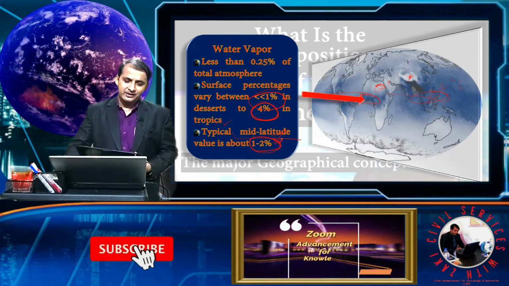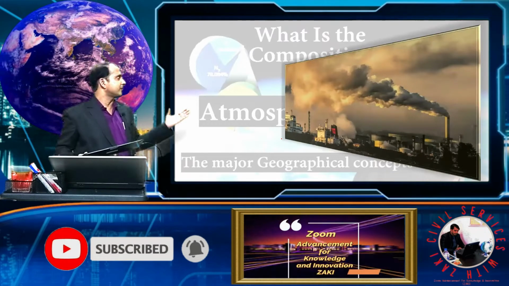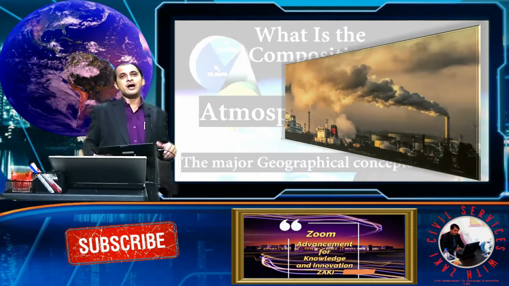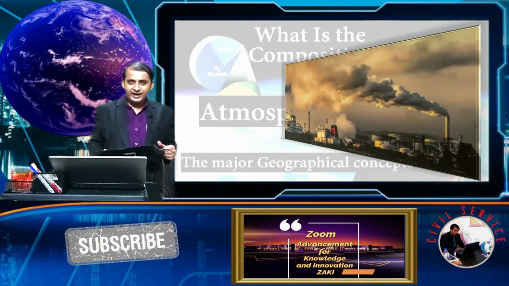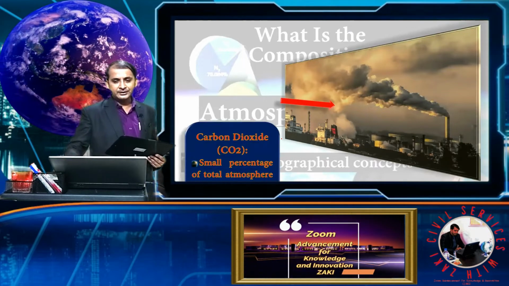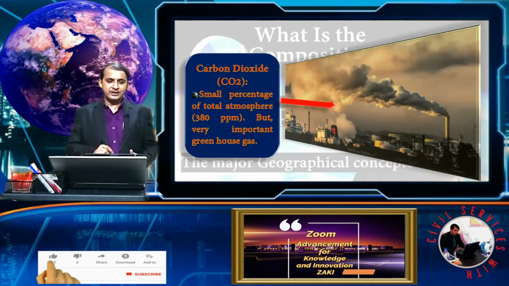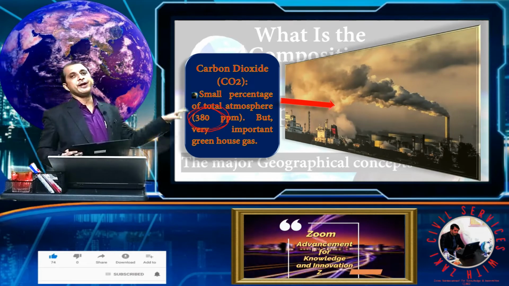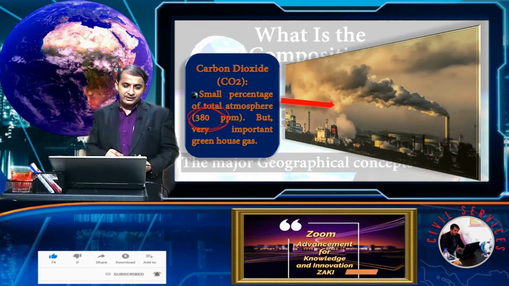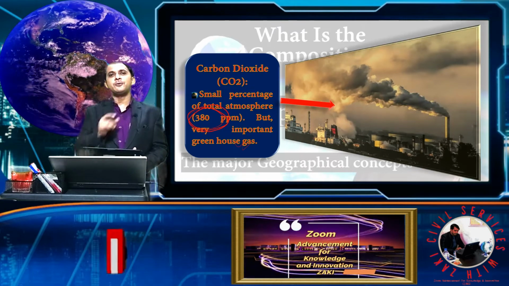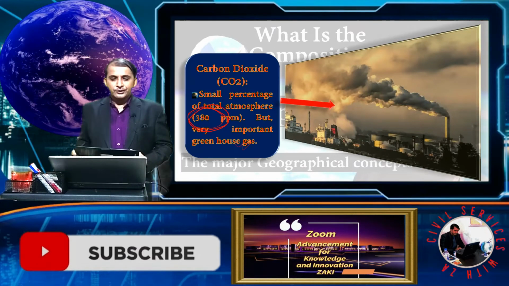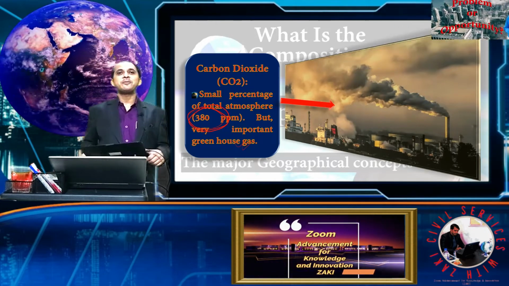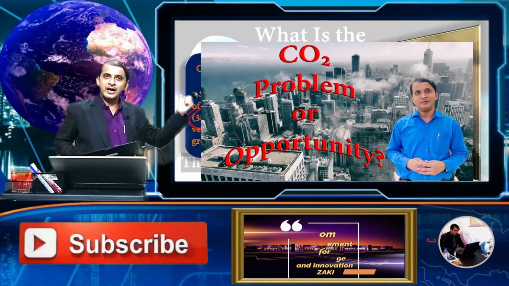Another variable gas is carbon dioxide. As you know, carbon dioxide is a greenhouse gas. After industrialization at the global level, carbon dioxide increased dramatically. It is a small percentage, only about 380 ppm, but a very, very important greenhouse gas. If you want more about carbon dioxide, see the previous video about it.